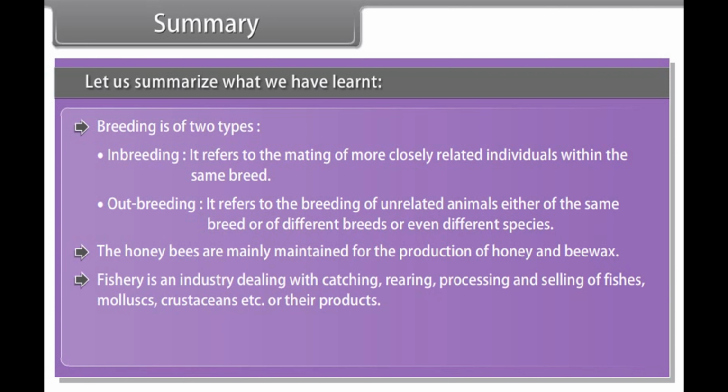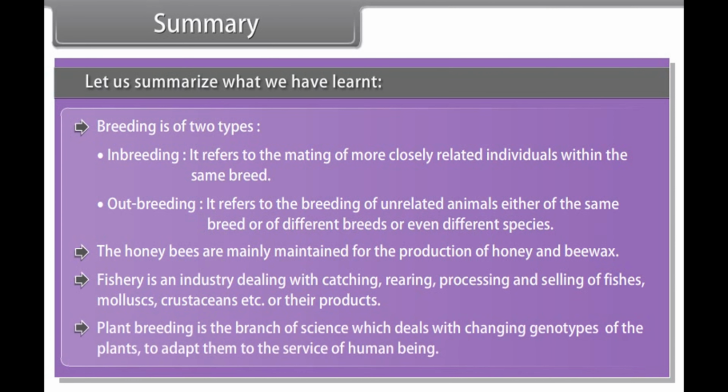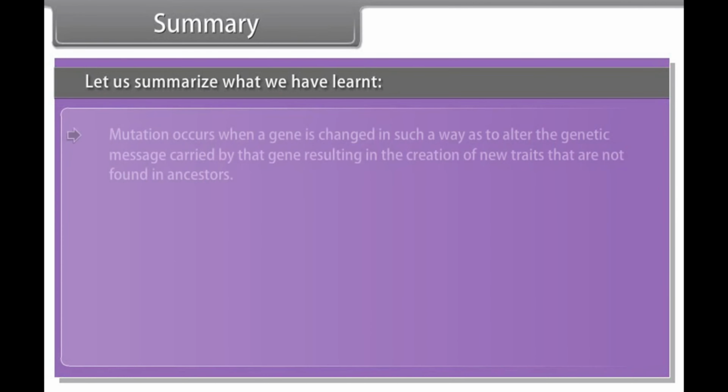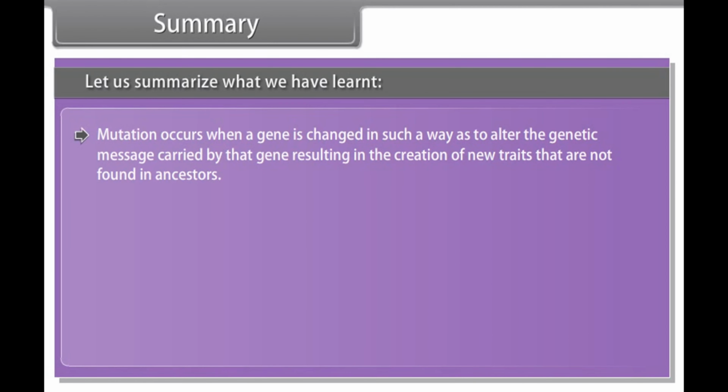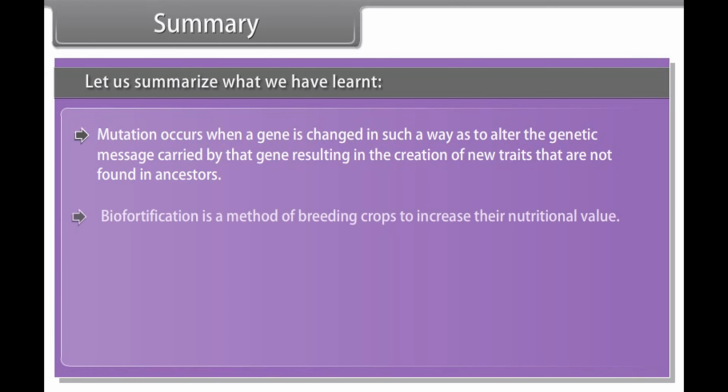Fishery is an industry dealing with catching, rearing, processing and selling of fishes, mollusks, crustaceans, etc. or their products. Plant breeding is the branch of science which deals with changing genotypes of the plants to adapt them to the service of human beings. Mutation occurs when a gene is changed in such a way as to alter the genetic message carried by that gene, resulting in the creation of new traits that are not found in ancestors.